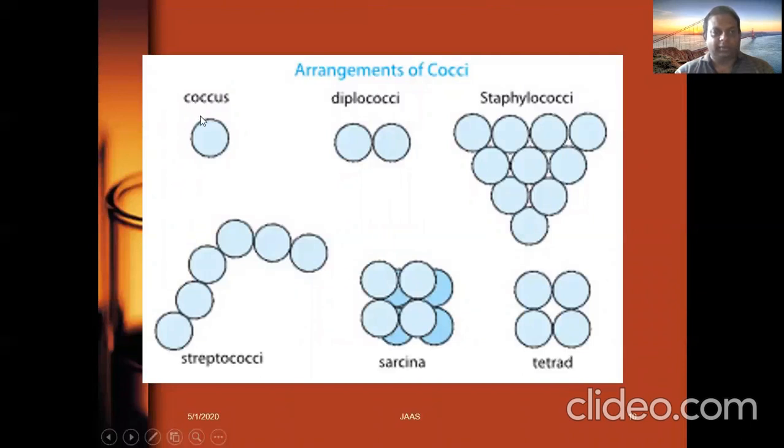Arrangement of cocci: single coccus, diplococcus, and in clusters, staphylococcus. Usually streptococcus divides in one direction, one-dimensional division, leading to chains. Staphylococcus is three-dimensional, like a grape-like cluster.